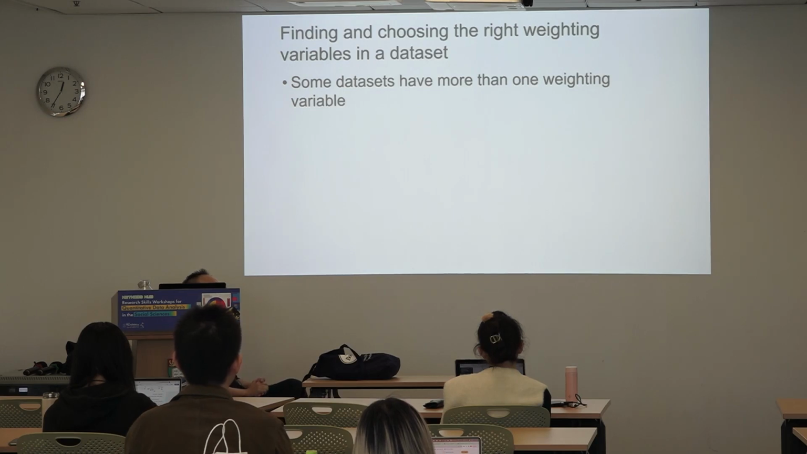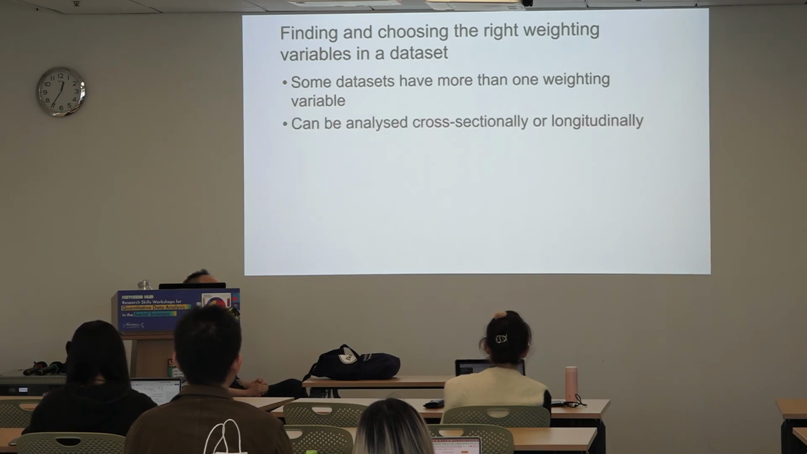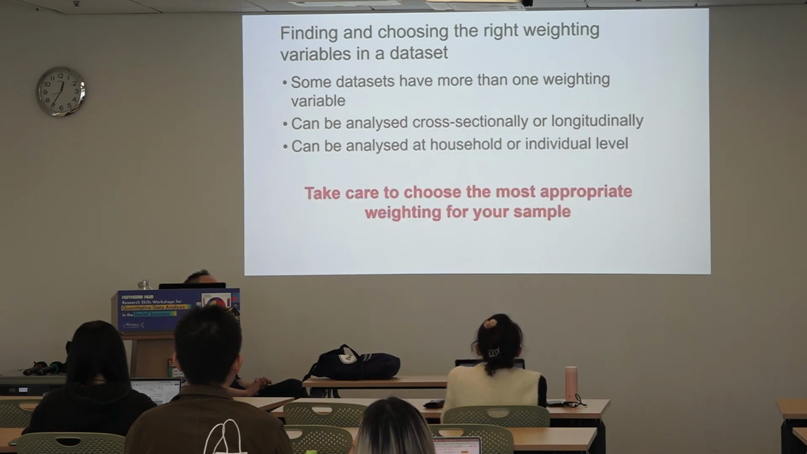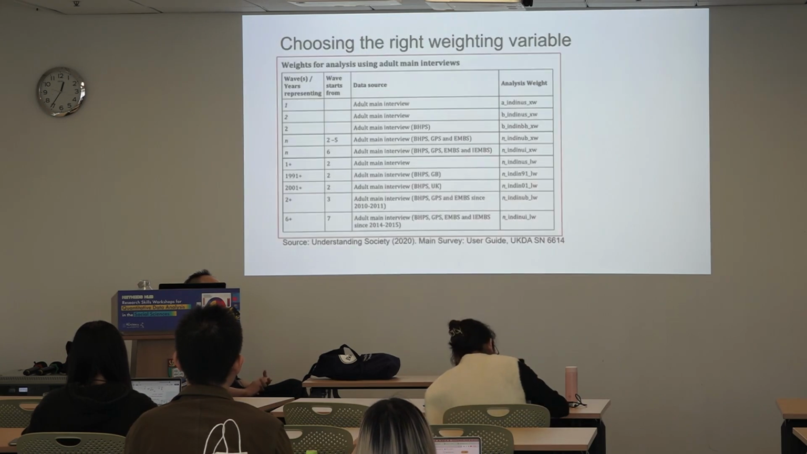as longitudinal studies. This is because these studies can be used as cross-sectional data or longitudinal data, and in the case of Understanding Society, for example, the data can be used at the individual or the household level. So it is important to be familiar with the weights and apply the most appropriate one for your analysis. For example, here are the weights available in the Understanding Society data. You can see there's quite a few.